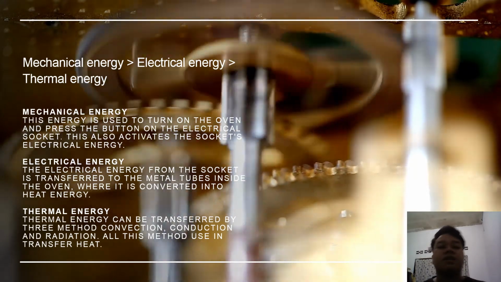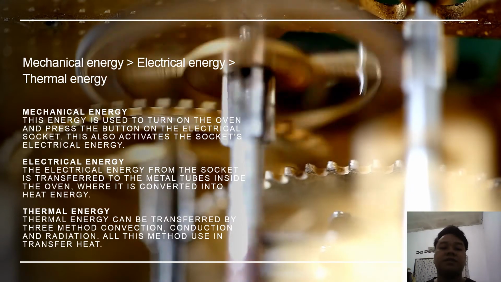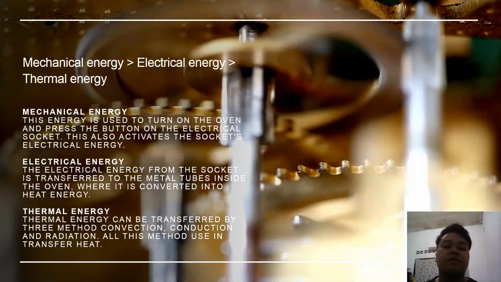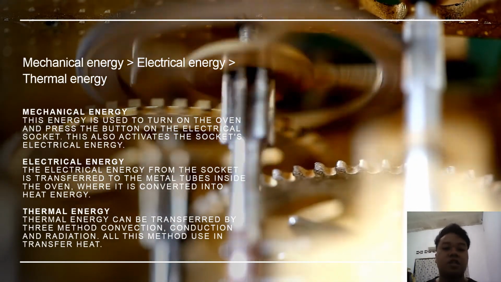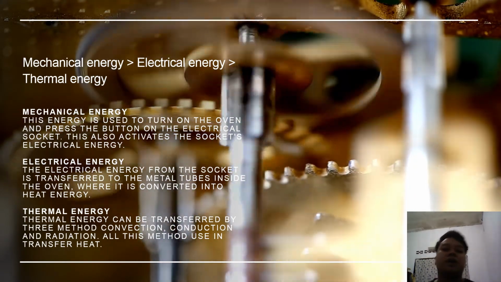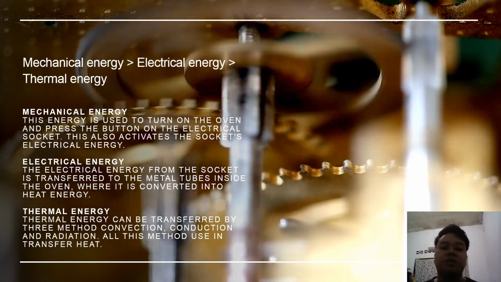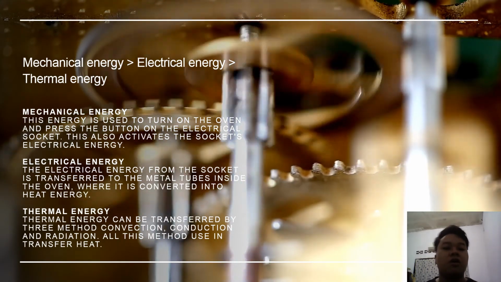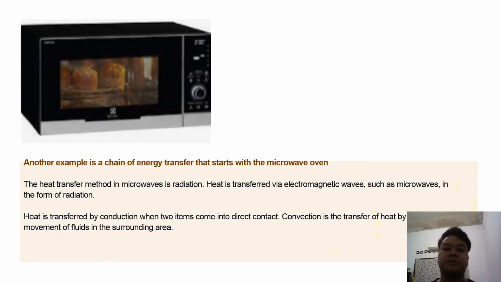Okay, then what is electrical energy? The electrical energy from the socket is transferred to the metal tube inside the oven where it is converted into heat energy, and then thermal energy. Thermal energy can be transferred by three methods: convection, conduction, and radiation. All these methods are used in heat transfer in a microwave oven.